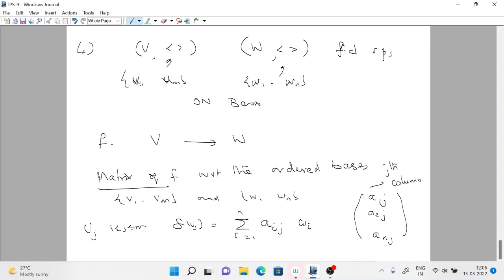Okay, is that clear? Let me again write it on this page. Therefore, f of Vj is the summation of a_ij w_i, i equal to 1 to m. So this is a vector in W. I wrote it as a linear combination of the basis vectors wi, but wi are not just any basis vectors, they are an orthonormal basis. Therefore, I know what these coefficients a_ij are.